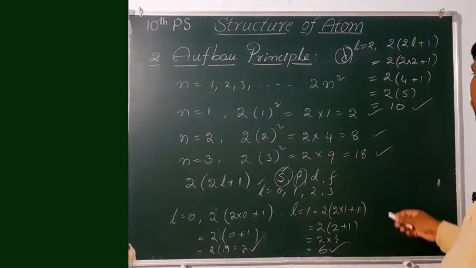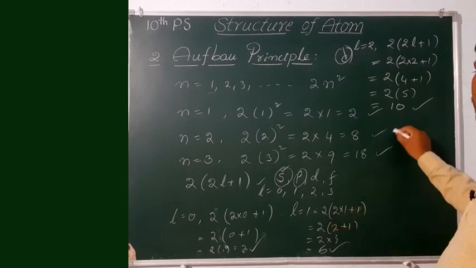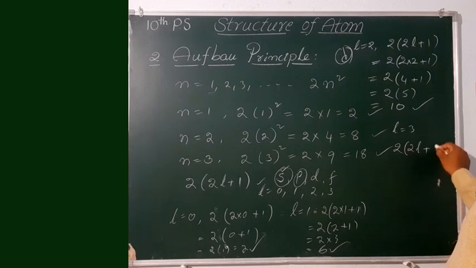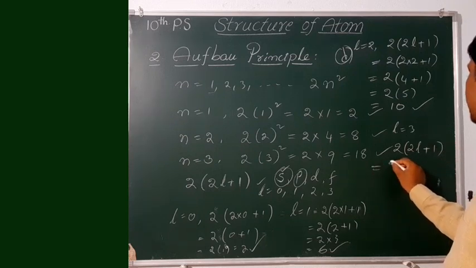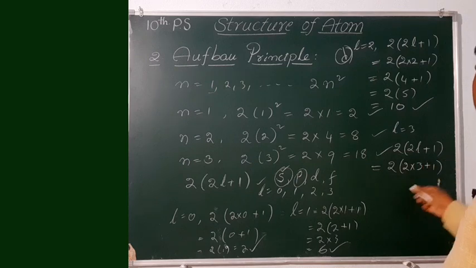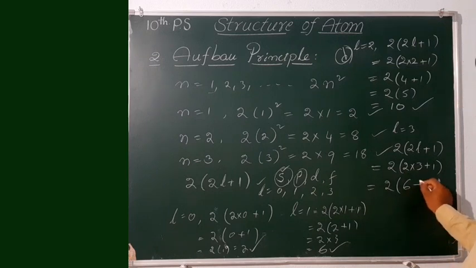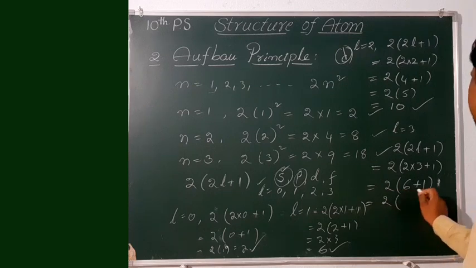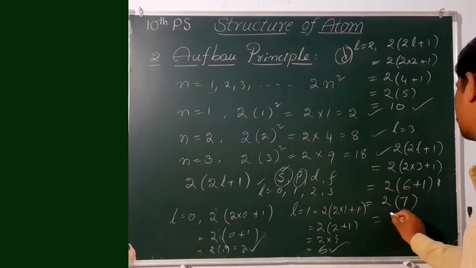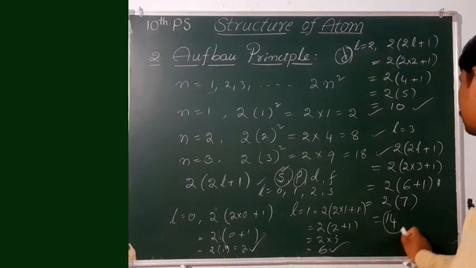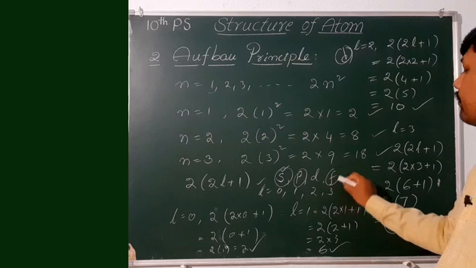So what about the f orbital? The f orbital means L value is equal to 3. 2 into (2L plus 1), that is the formula. So you can write 2 into (2 into 3, 6 plus 1), that is equal to 2 into 7, which is 14. That means 14 electrons are present in the f orbital.